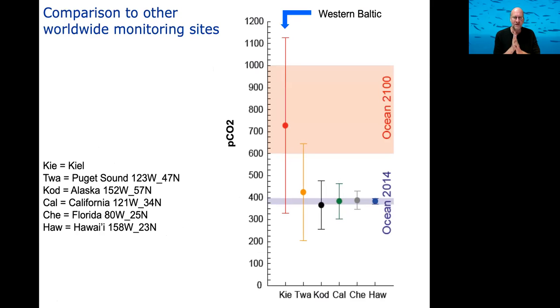A bit more formal analysis here. So here the Baltic Sea, in particular here where we are, the southwestern Baltic, and its range of values is compared against other permanent stations, mainly in North America actually. And again, we see here that both the mean but also the variation stand out where we are. So we have in a way a naturally pCO2 enriched laboratory where values are already now much, much higher than they are anticipated for the ocean 2100.